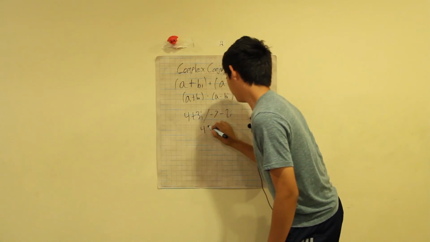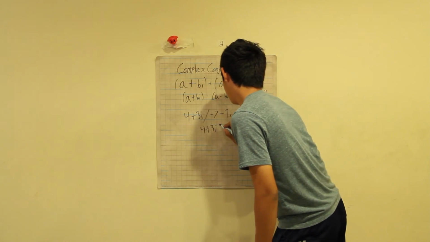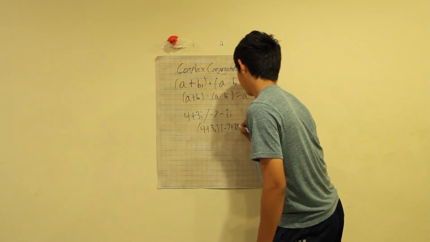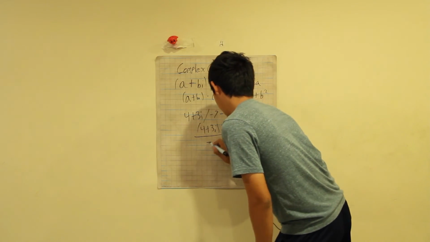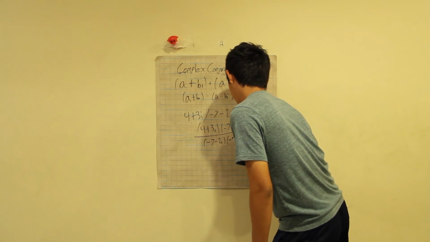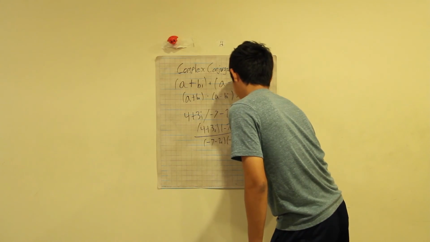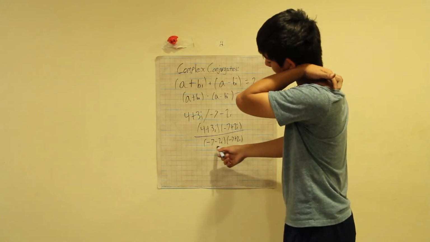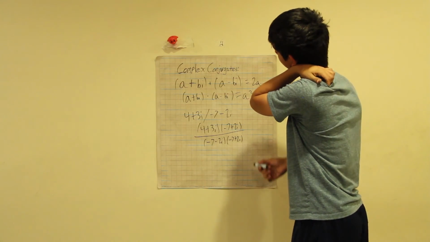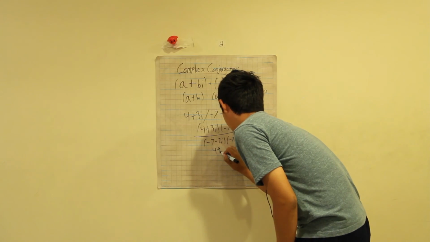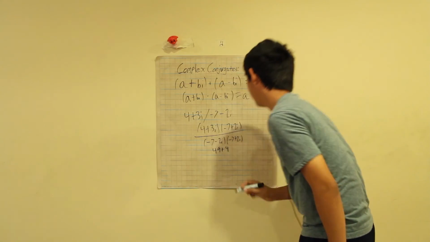So we'll do 4 plus 3i times -7 plus 2i, because that's the complex conjugate, over -7 minus 2i times -7 plus 2i. Alright, so first let's do the denominator. We know that when you multiply a number by its complex conjugate, the resulting expression is a squared plus b squared. So this would be 49 plus 4.